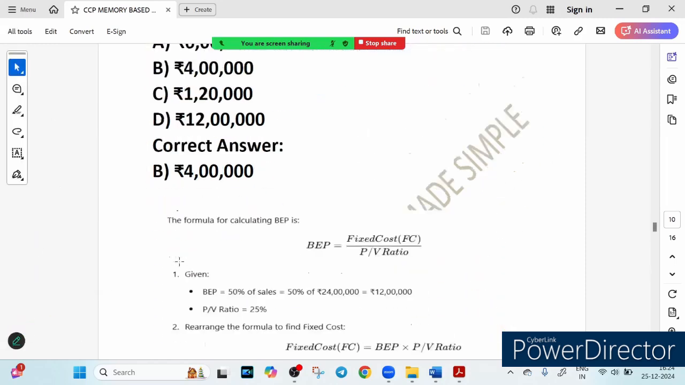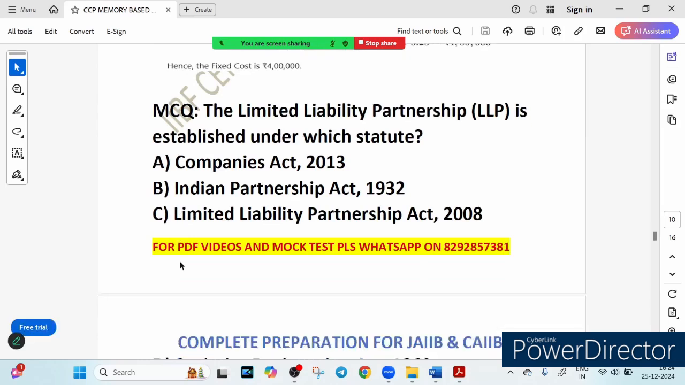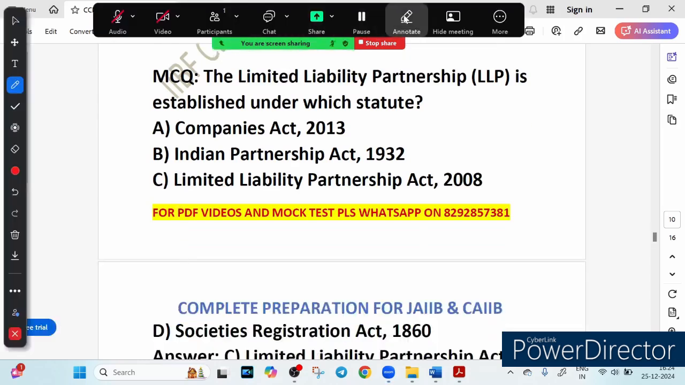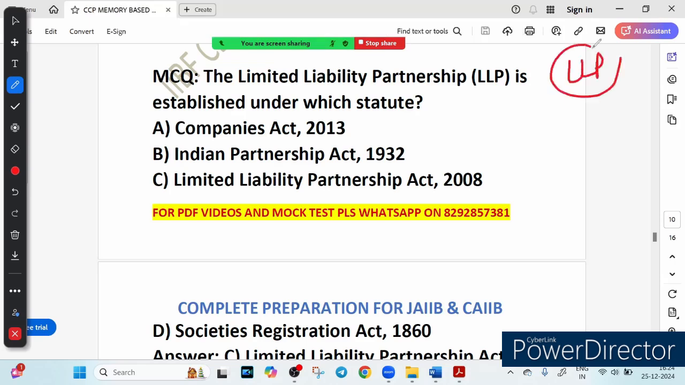Now let's see the next question that we have. The next question is, the limited liability partnership is established under which statute? So very good question. The question is regarding the LLP. So LLP is established under which statute? Options are Companies Act 2013.